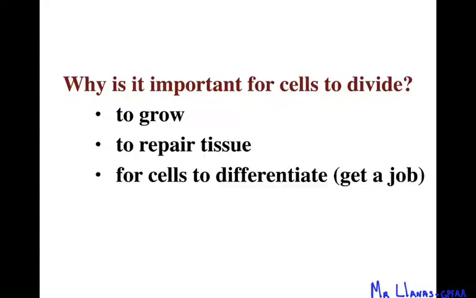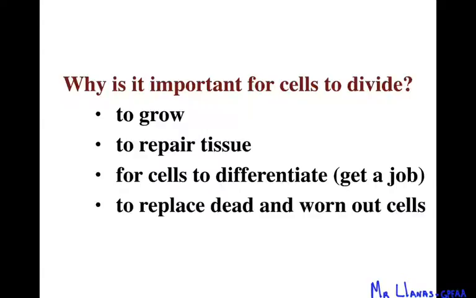Also, cells need to differentiate, or they need to get a job. Remember, the first cells, like the zygote and the first cells that start forming when we start developing, are called stem cells. They don't have a job, right? But as they divide, they eventually get a specific job, like your heart cells or your lung cells or your muscle cells. So they go from stem cells to specific cells that have specific functions.